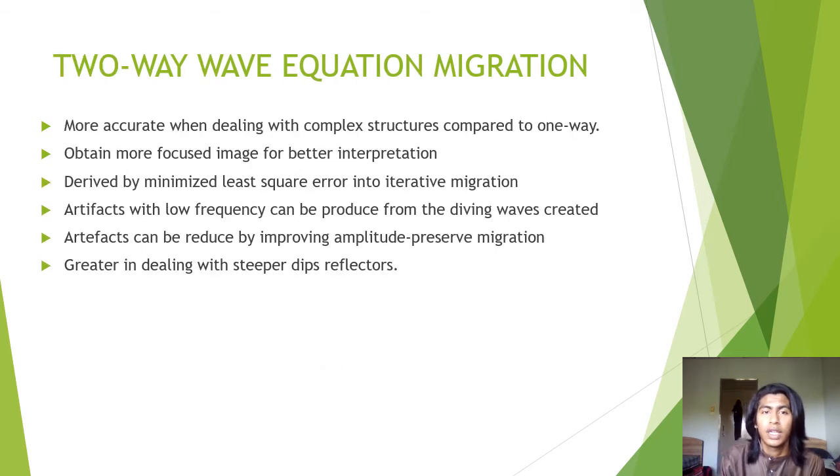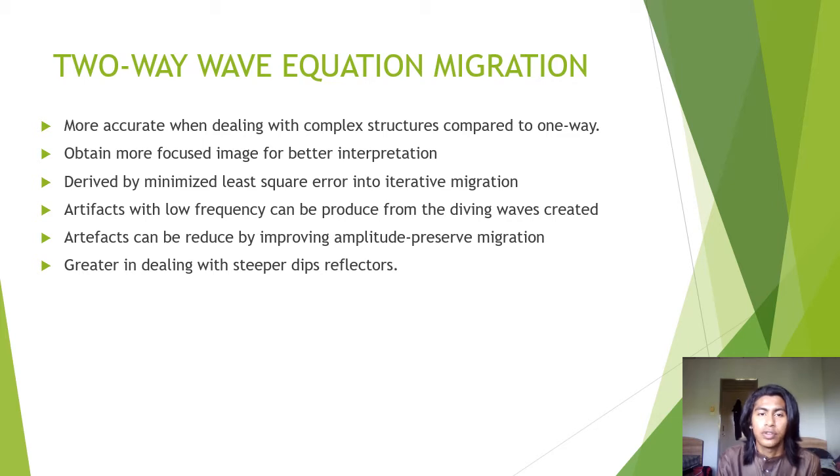For two-way wave equation migration, it is more accurate when dealing with complex structures compared to one-way, and it will produce a more focused image for better interpretation. And derived by minimizing least square error into iterative migration. An artifact with low frequency can be produced from a diving wave created.